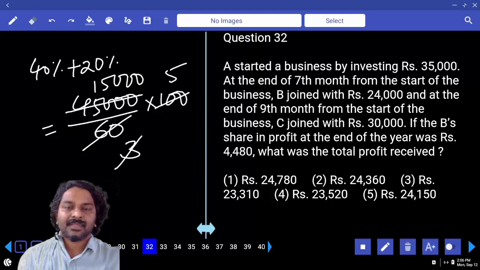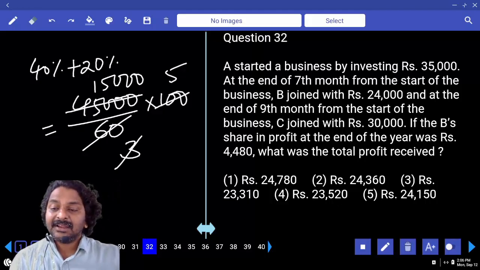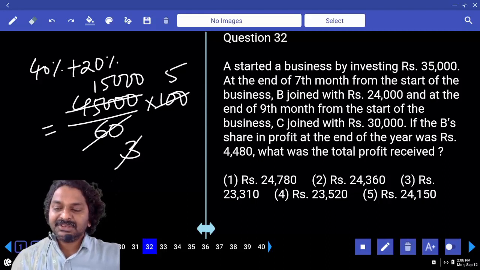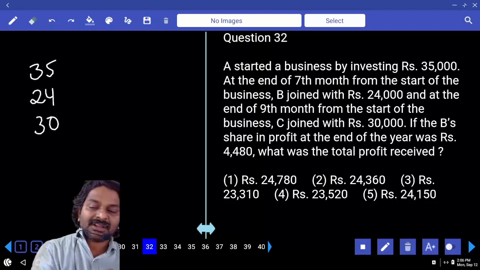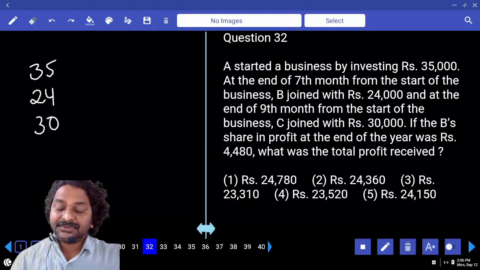Next. A started a business by investing 35,000. At the end of the 7th month from the start of the business, B joined with 24,000. And at the end of the 9th month from the start of the business, C joined with 30,000. So their investments are 35,000, 24,000, 30,000. B's share in the annual profit was 4480. What was the total profit received?